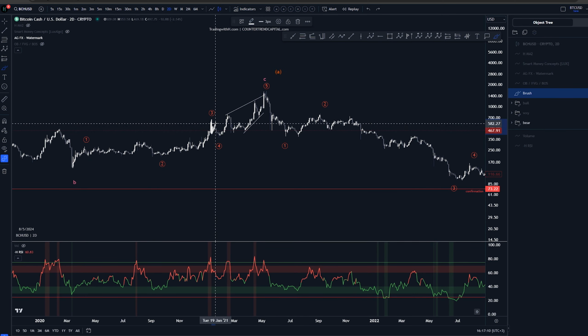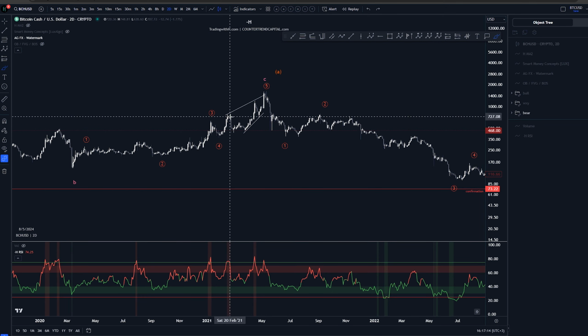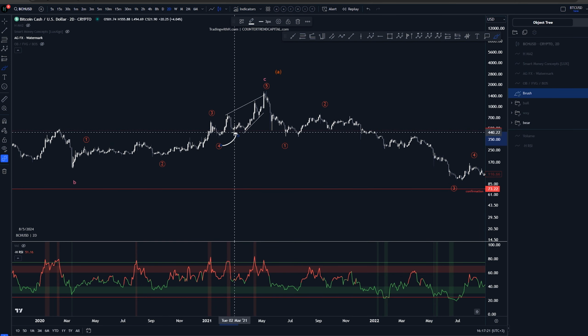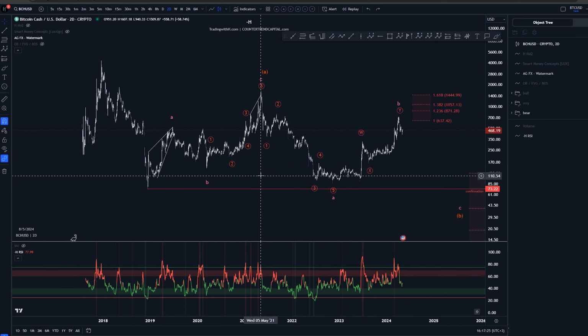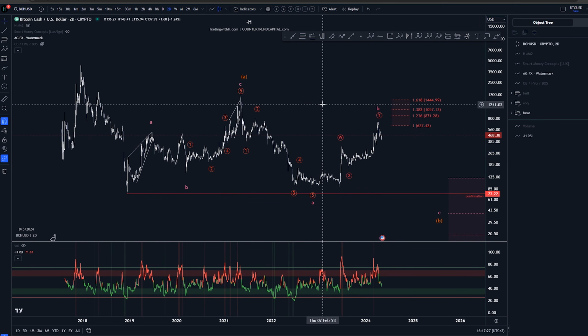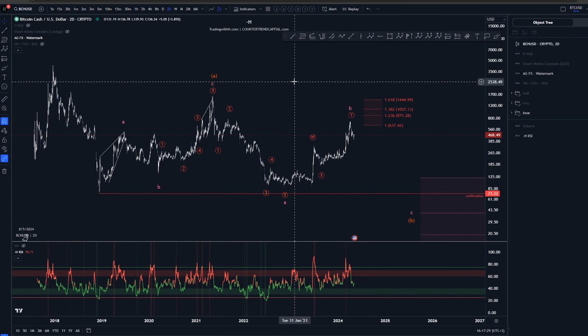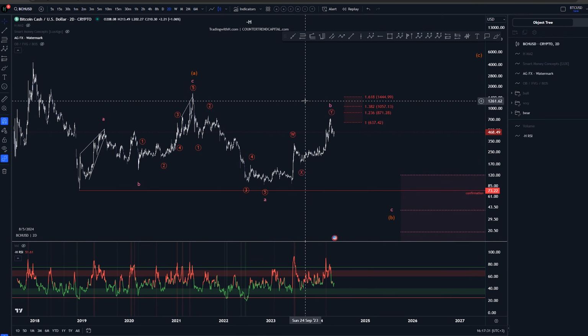So again, here we have a three-wave structure that does not take out the high, so it's not a flat structure at that point. If we were to label it here, then wave 4 could be labeled here, and 1, 2, 3, 4, 5. We wouldn't need the diagonal. Both are working fine, but these are just a couple of variations and why I have labeled it as I have.